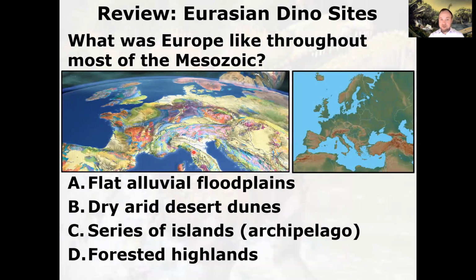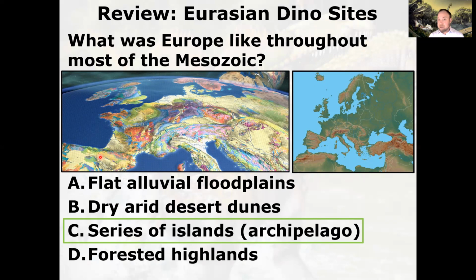What was Europe like throughout most of the Mesozoic? So I showed you a little bit on that prior picture there where Europe was sort of the gateway into Asia at the beginning. But then what kind of happens throughout most of the Mesozoic? You see here the very complicated topography of Europe and the extremely complicated geology of Europe. All these different colors are different geologic formations. All right, so eventually Europe becomes a series of islands, a series of archipelagos.